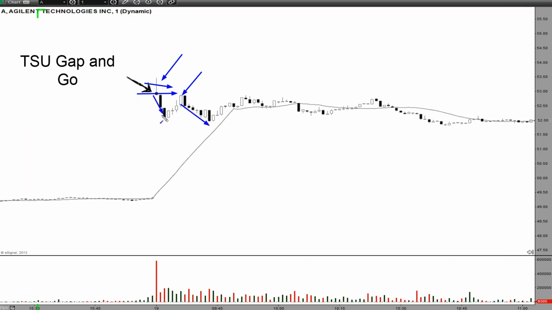Believe me, this move right here in 2 minutes is enough for you to just be done by 9:35 in the morning. That's all you need, really. That's a multiple R trade. As crazy as that looks, it's a multiple R trade. So let's look at another one.